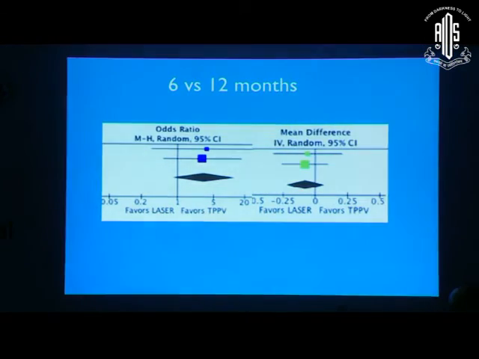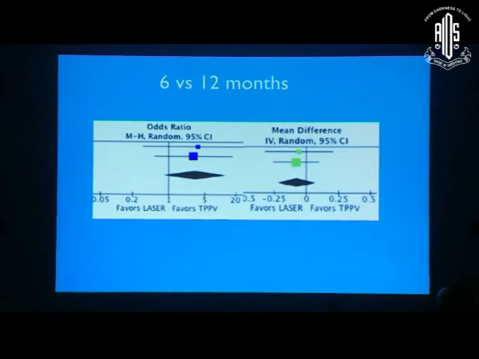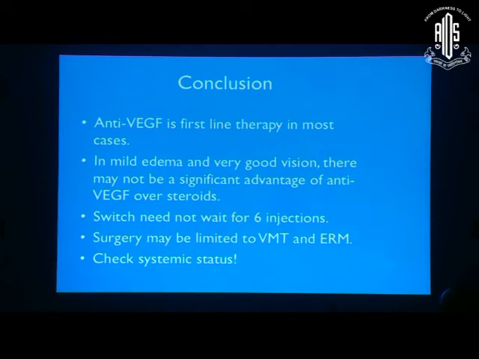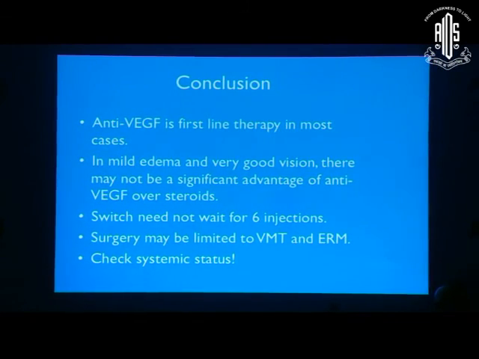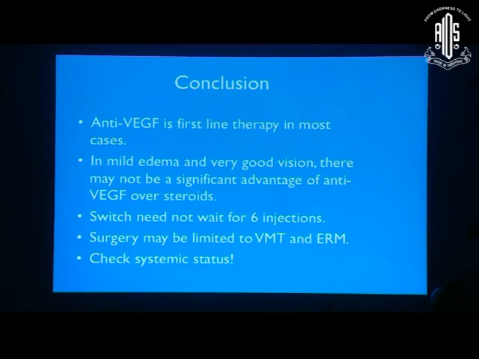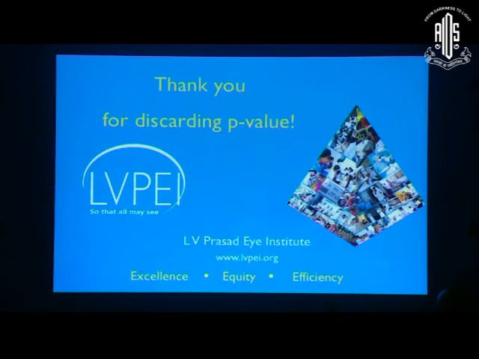So in terms of what I have told till now, with laser versus vitrectomy at 1 year, there was no difference in the visual acuity gain compared to laser alone. So in conclusion, anti-VEGF is the first line therapy in most cases. In mild edema and very good vision, as I showed in the Protocol T result, there may not be a significant advantage of anti-VEGF over steroids. We need not wait for 6 months to switch between alternatives. It's not between just steroids and anti-VEGF. Even within anti-VEGF, you may have to look for switching before you wait for 3 to 6 months. Surgery is probably limited at this point of time to VMT and ERM, and definitely check for systemic status. Thank you very much.